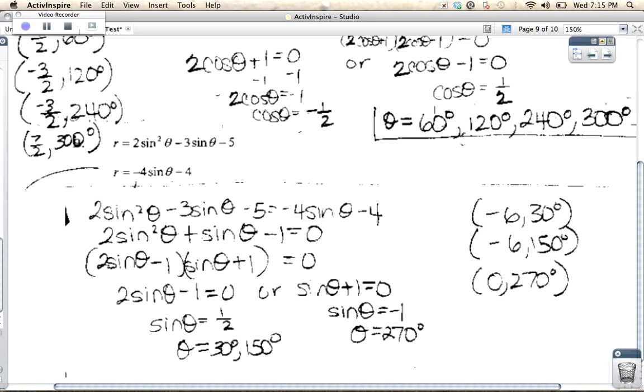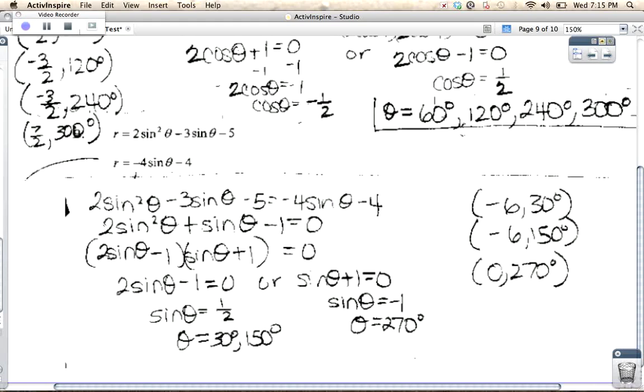For the second one, same thing, except you're looking at when you factor 2 sine squared theta plus sine theta minus 1, you get 2 sine theta minus 1 and sine of theta plus 1. Setting each of those equal to 0 and solving gives me sine of theta equals 1/2 and sine of theta equals negative 1.